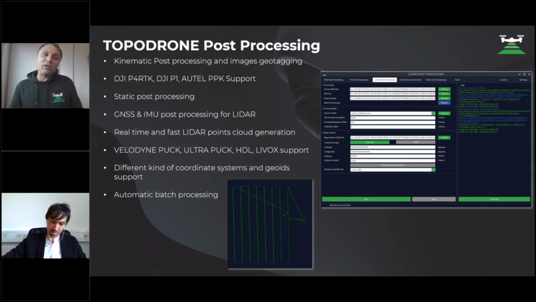And in our TOPODRONE post-processing software, you can post-process GNSS data together with IMU, which is critical for LiDAR technology. And you can generate a point cloud from a LiDAR in real time. And we support different kinds of sensors like Livox sensor, like Velodyne sensor. And it is possible to import any kind of projection, any kind of geoid inside of our software. As a result, you will get a georeferenced point cloud, you will get coordinates of the images in your local projection and using your geoid.